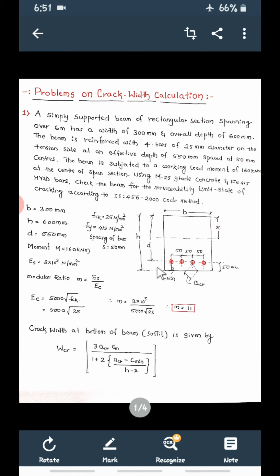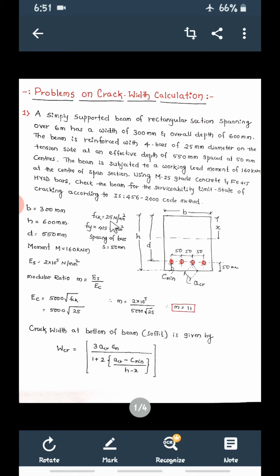Now let us write the given data. B is equal to 300 mm, that is the width of the beam. Overall depth, capital D or small h; in this problem we're going to take small h equal to 600 mm. Then the effective depth is 550, that is 600 minus 50, or directly it is given as 550 mm in the problem. Then M is given, the moment at the center of the beam, which is 160 kilonewton meter.